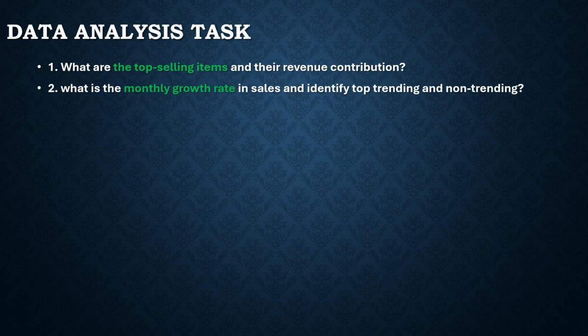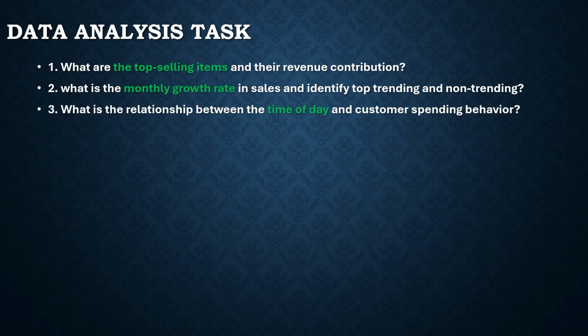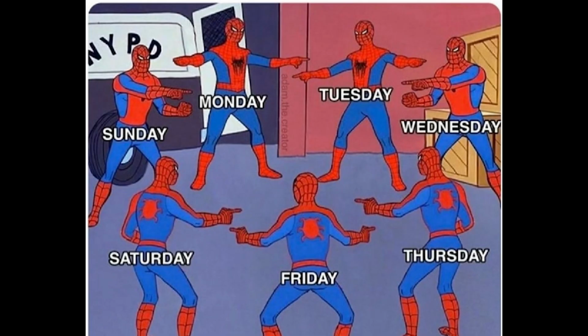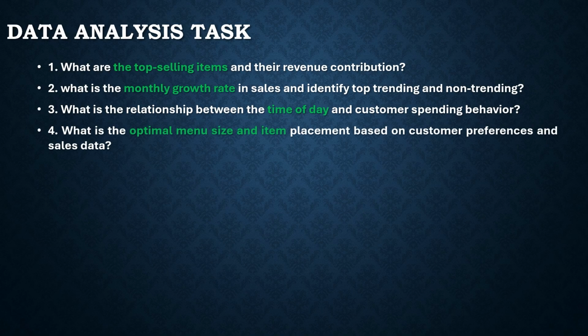Second, we're looking for monthly growth rate in sales and identify the top and non-trending ones. Third, we're looking for a relationship between time of the day and the sold products. We need to find out if there is any correlation between these two or not. Next, we're looking for optimal menu size and menu items. This is very important for consumer decision making and decision fatigue. We need to carefully optimize the menu based on the buying behavior of consumers in the dataset throughout the time we had.